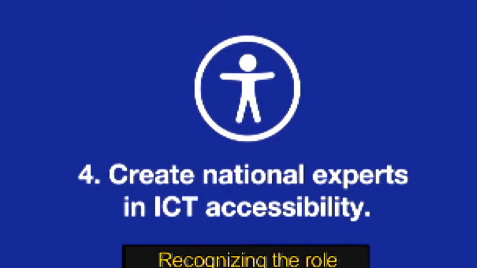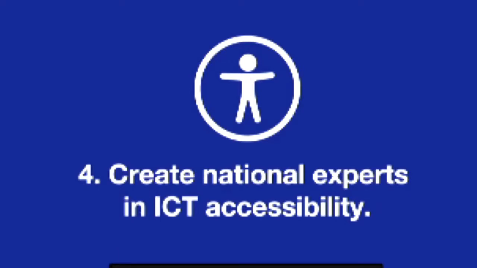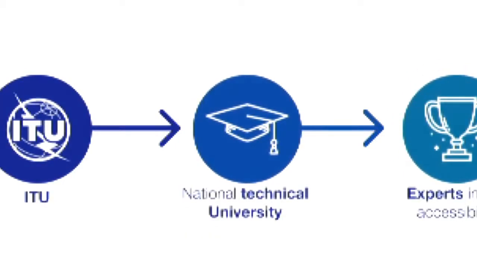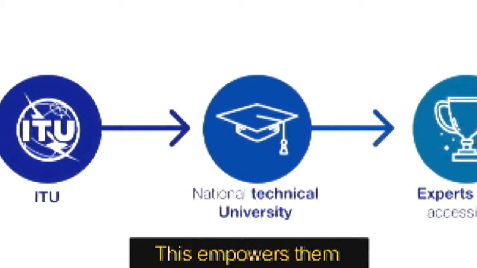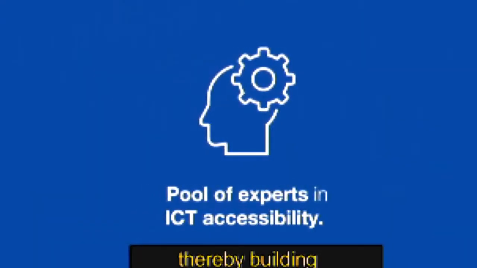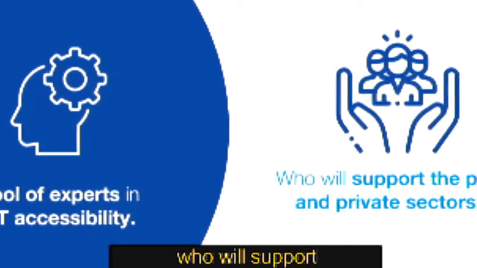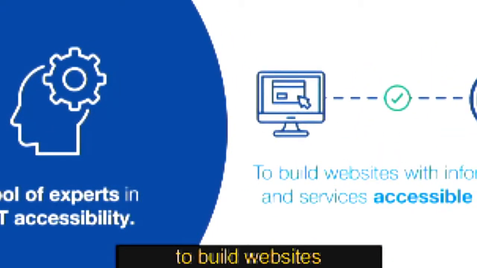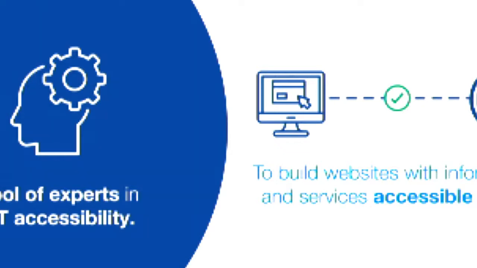online. The fourth step, recognizing the role that academia plays in shaping evolving societies. ITU will offer the training curriculum to participating technical universities. This empowers them to become the providers of web accessibility training, thereby building a pool of national experts who will support the public and private sectors to build websites with information and services accessible to all.